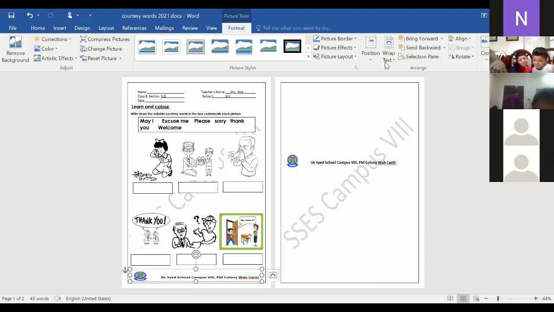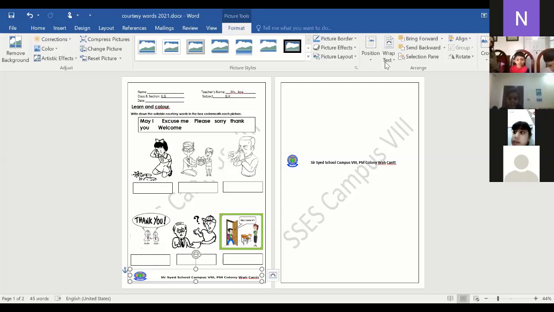And in the last picture, you can see there's a boy, he needs the permission to enter into the classroom. So whenever you need to take some sort of permission, which courtesy word should you be using? You should say, may I? Okay?